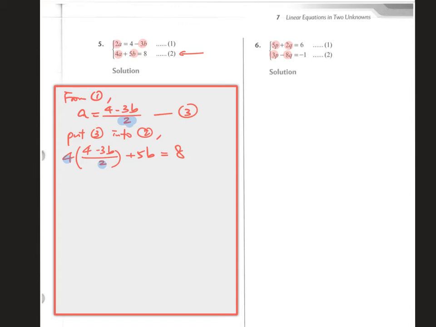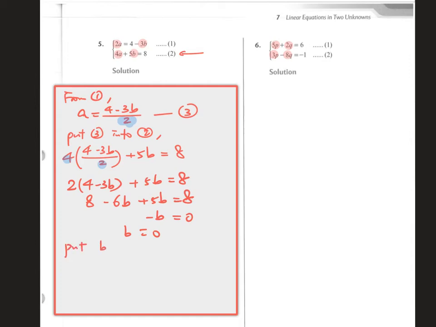After cancellation it is 2 here, multiplied by 4 minus 3b. Don't touch the brackets as it's very easy for you to make careless mistakes. And then plus 5b equal to 8. You have 8 minus 6b plus 5b equal to 8. And surprisingly it's 0 for the number on the right. You still have minus b on the left, and b is 0.